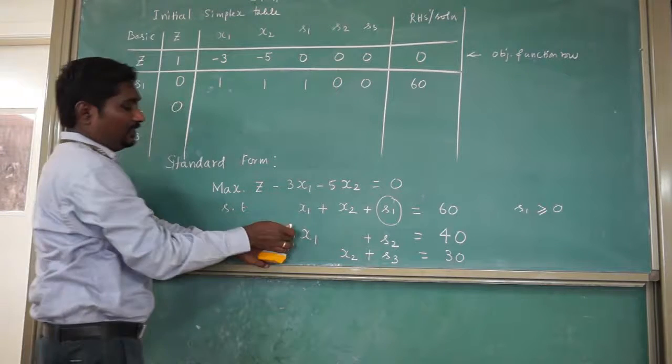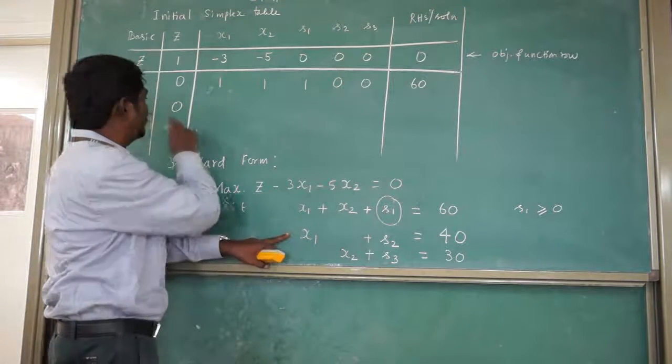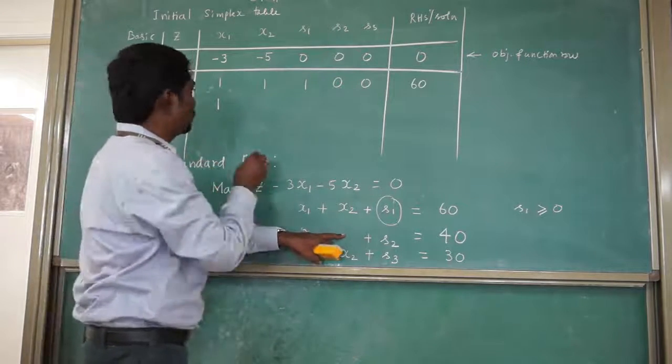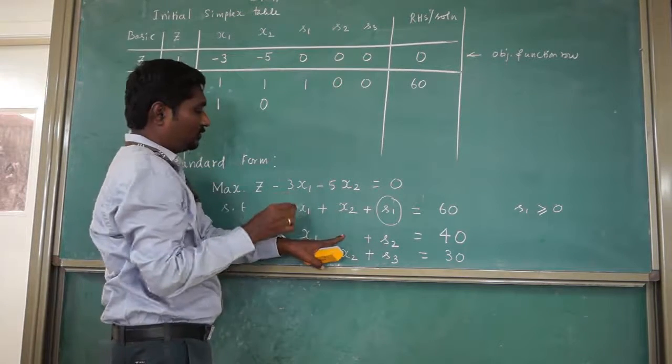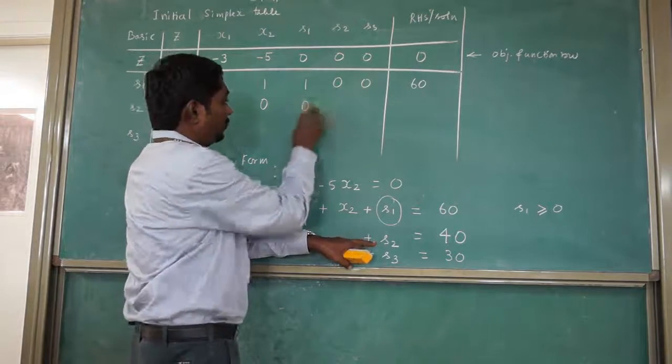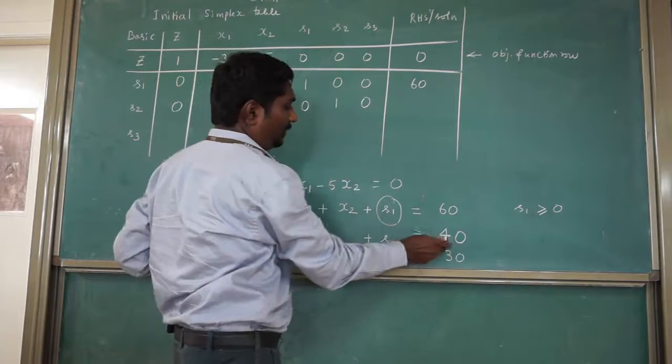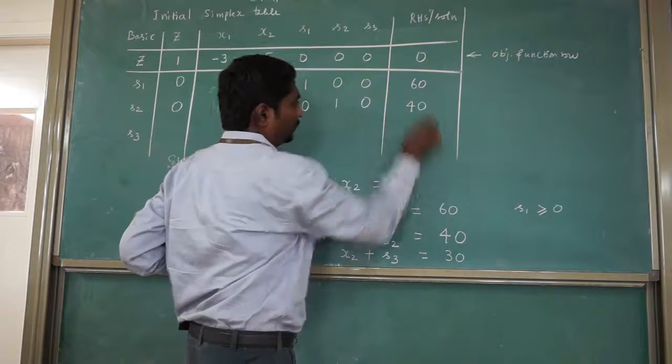we don't have any z here, so the coefficient of z is 0 and x1 is 1. There is no variable x2 here, so the coefficient of x2 is 0, the coefficient of s1 is also 0, the coefficient of s2 is 1, the coefficient of s3 is 0, and in the RHS we have 40.